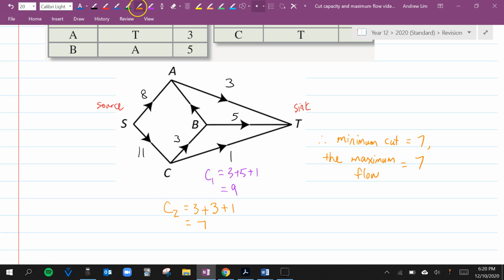So let me just draw those cuts in again for you. The orange one is this, and the purple one was just straight down. Okay, I hope that helps.